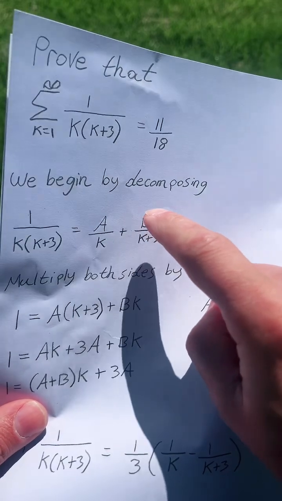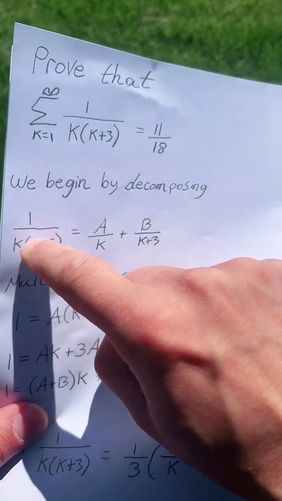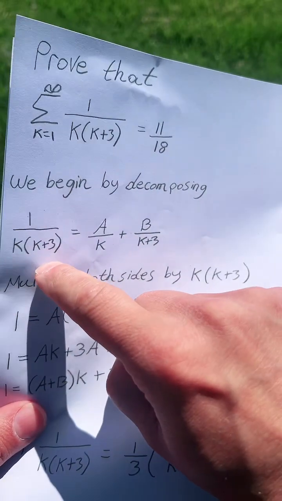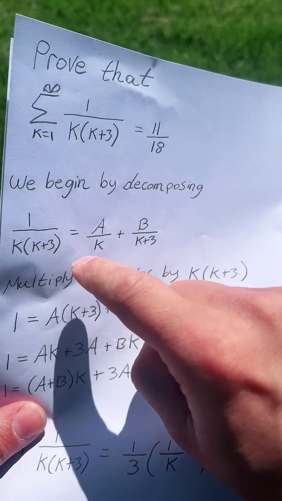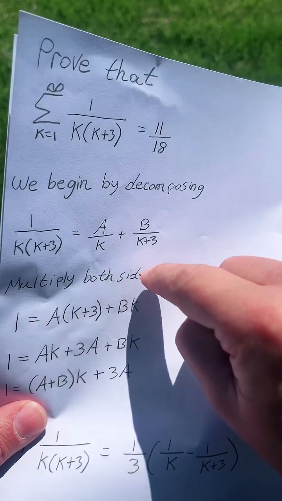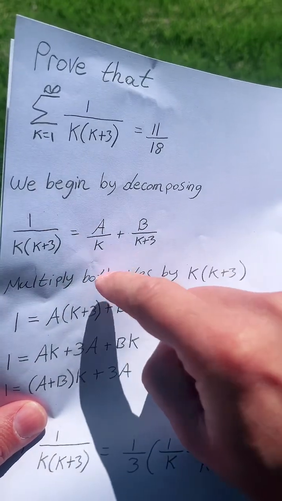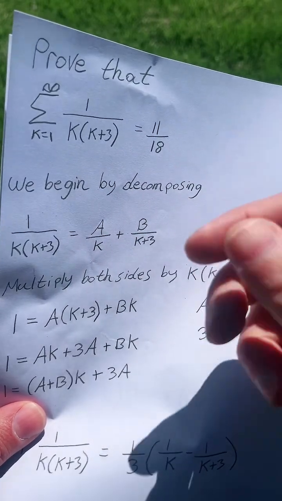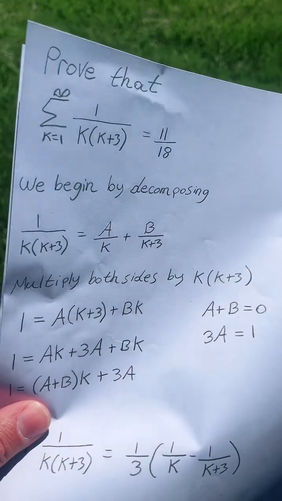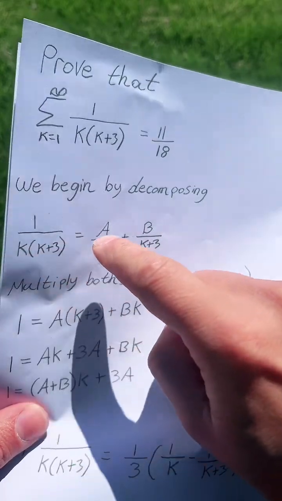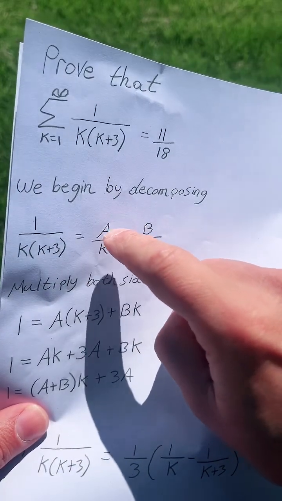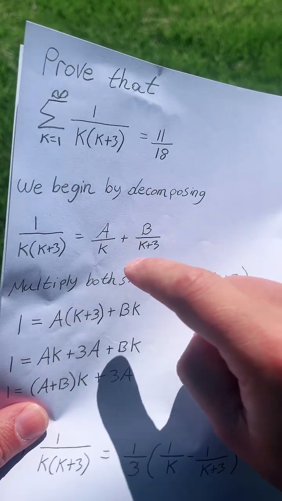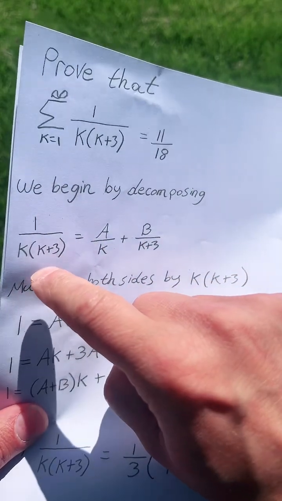But to prove that this really is true, what we can do is begin by decomposing. What we mean here by decomposing is we have this fraction, 1 over k times the quantity k plus 3, and we can say that's going to be equal to two fractions. If we add two fractions with the same denominators, we can add the tops over that same bottom. So we can write some constant a over that first factor of k, plus another constant b over the other linear factor of k plus 3.